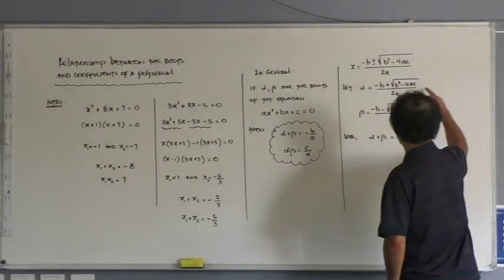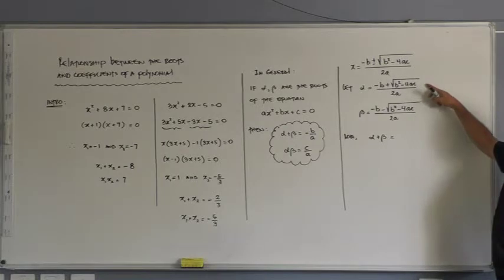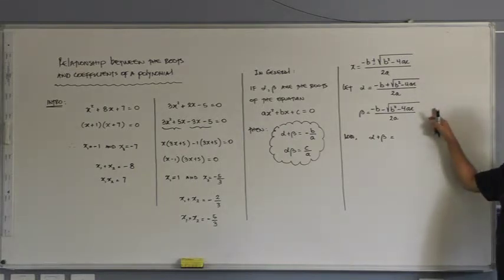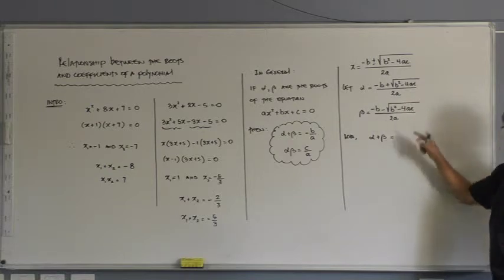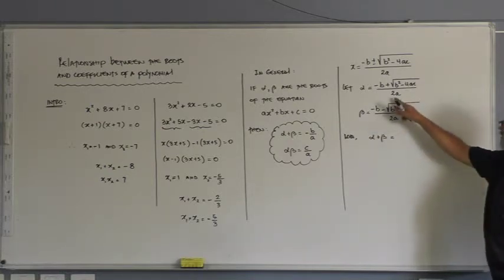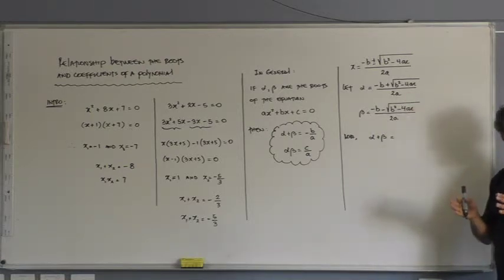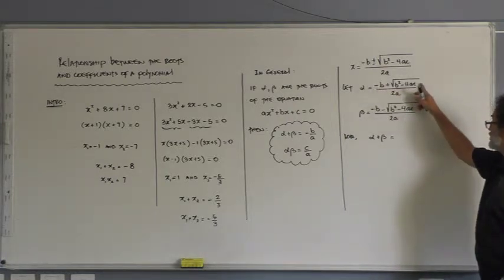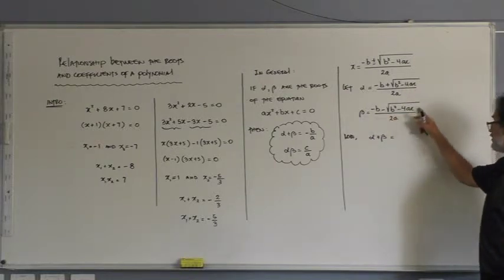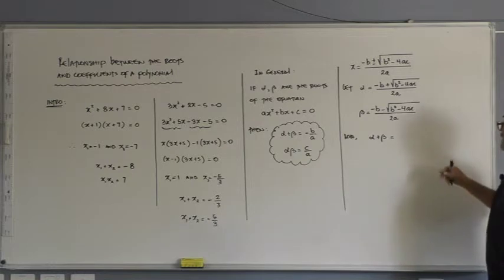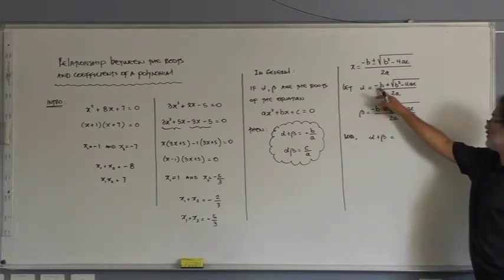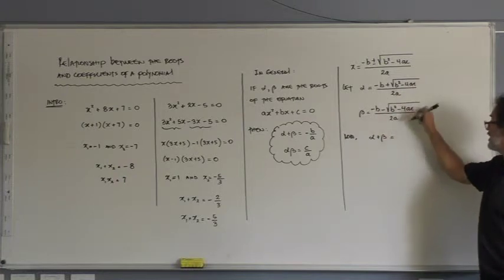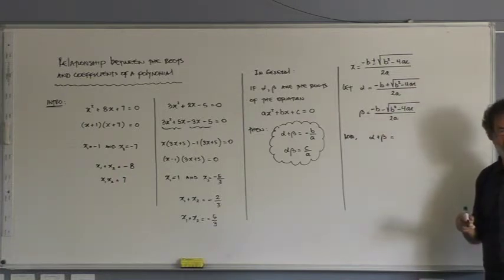If we add these two solutions, that means we're going to be adding these two fractions. Can you see that these two fractions have the same denominator? We have 2a over 2a. Because they have the same denominator, we can put them together. So all we have to do is add the top line of this fraction together with the top line of that fraction. If you look carefully, when you add this and this, the square roots cancel each other, so we're going to have only minus 2b.